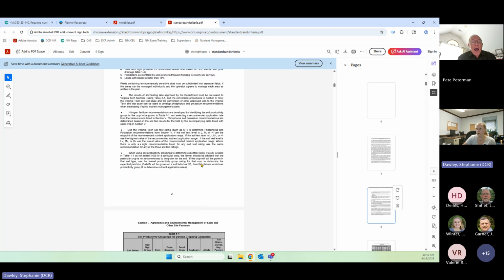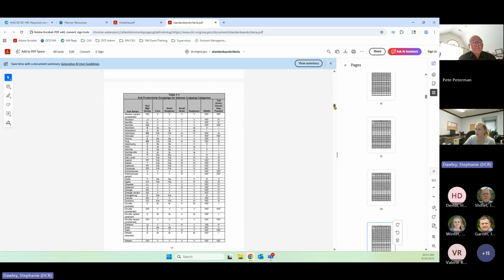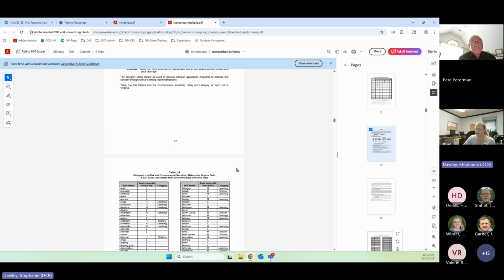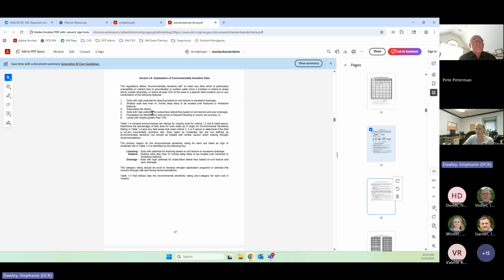They are soils that have a high, and I apologize for the mad scrolling, there's nothing that drives me crazier than that. But once you get through all this values information, we'll jump into environmentally sensitive. So soils with a high potential for leaching based on soil texture, shallow soils less than 41 inches deep over limestone or bedrock, anything that has subsurface drainage, so any tile drainage put in there, soils with high potential for subsurface lateral flow, floodplains, and lands with greater than 15% slope. If you don't have any of that, then it's not environmentally sensitive.